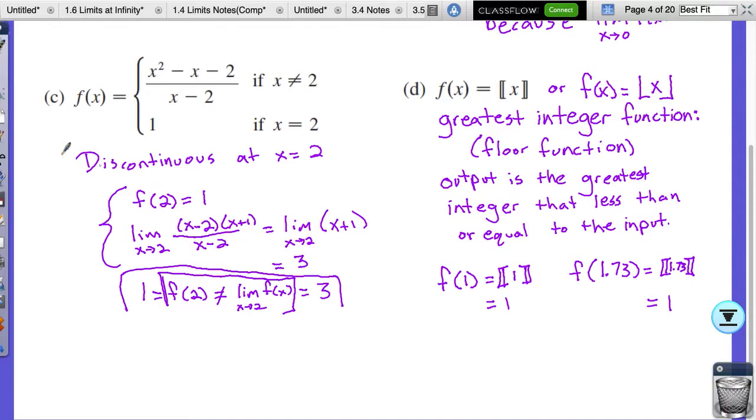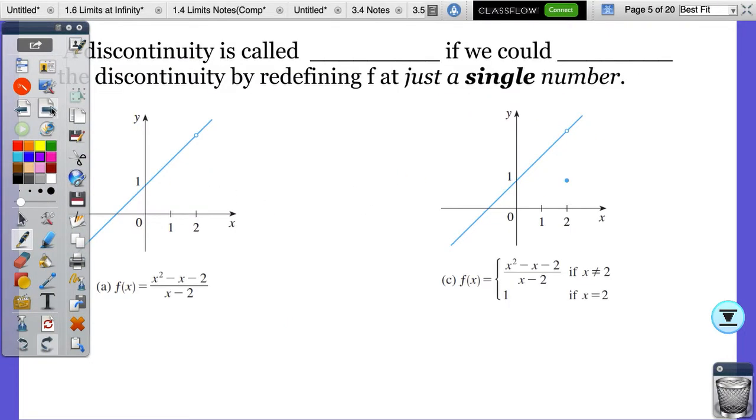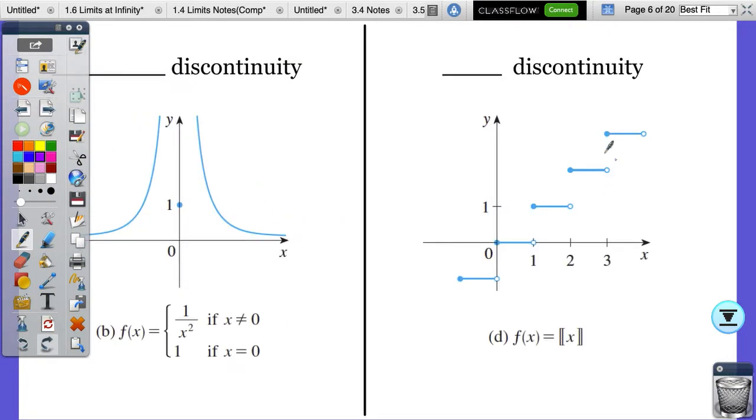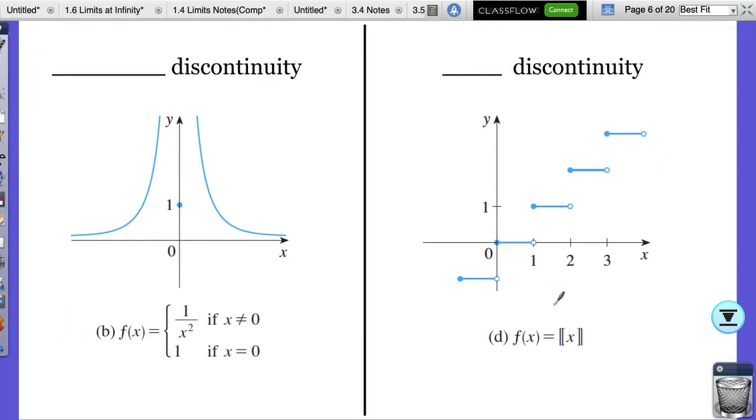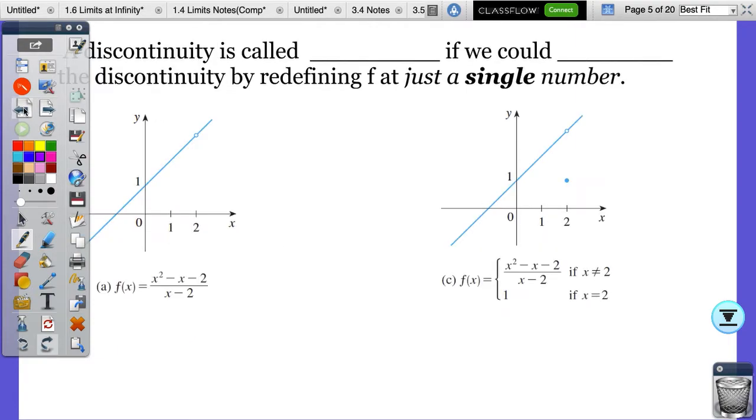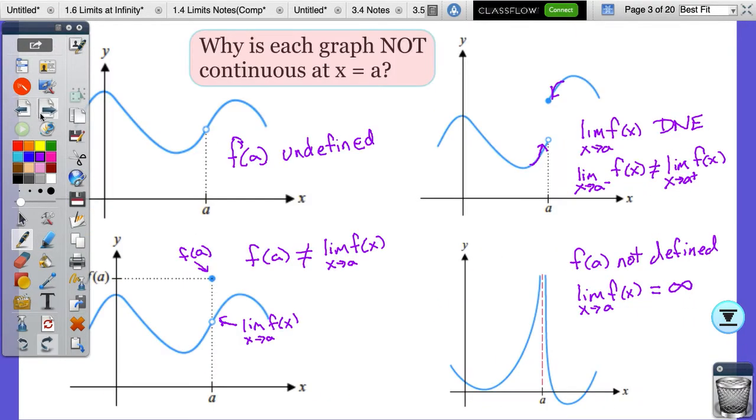I believe on the next slide, or 2 slides from now, you see the graph of that function. This one's discontinuous in a lot of places. This one is discontinuous. Let me go back to it.